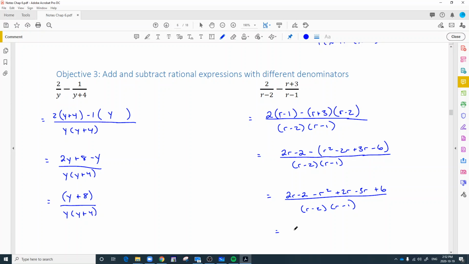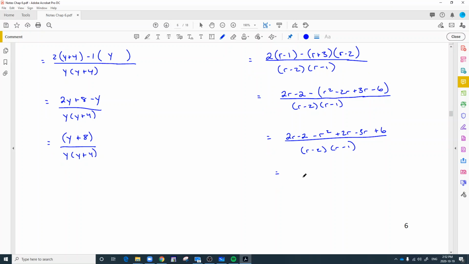Simplify further. I'm going to write them in descending orders of power. So I've got negative r squared. That guy's gone. 2r plus 2r is 4r, minus 3r is plus r, and then minus 2 plus 6 is plus 4. Then I'm going to look to see if I could factor this. Now I can tell right away I can't, so this is my final answer.